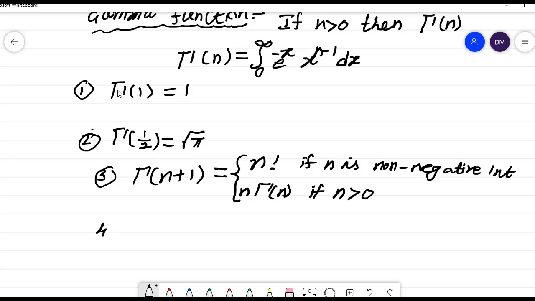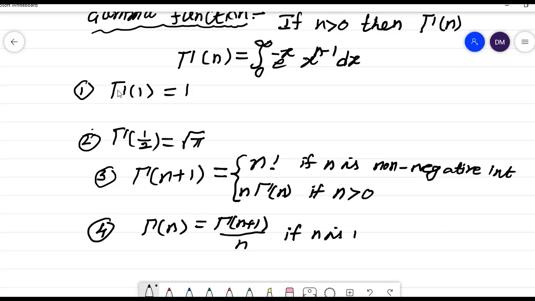Suppose the value of n is a negative fraction, then we can use the formula gamma of n is equal to gamma of n plus 1 by n. This is the formula you can use if n is a negative fraction. So these are the properties of the gamma function. So we have to remember all these values of the gamma function, right?